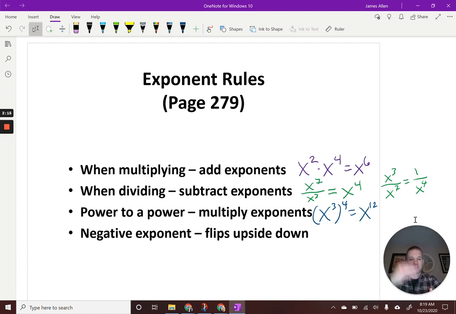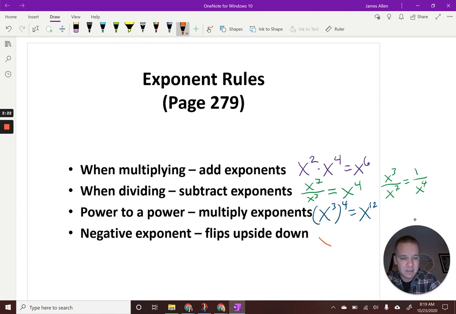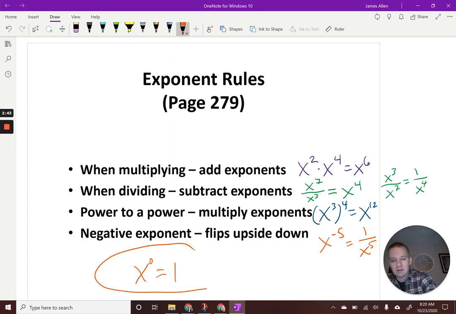All right, negative exponents. We do the reciprocal, flips upside down, right? So if I had, in the same fashion here, let's continue. I'm going to go orange now. If I had x to the negative 5th, I'd have 1 over x to the 5th, 1 divided by x to the 5th. Excellent. Wonderful. And one other thing that I do want to add here is anything to the 0 power is going to be equal to 1. So if I had x to the 0, that'll be 1. All right? So maybe jot that down. If we go to the 0 power, it equals 1.